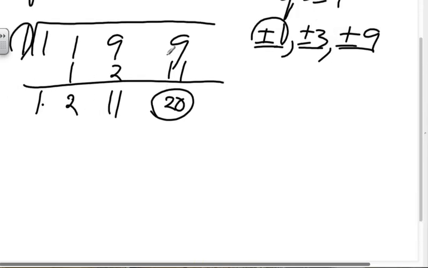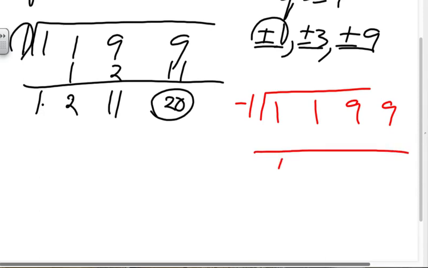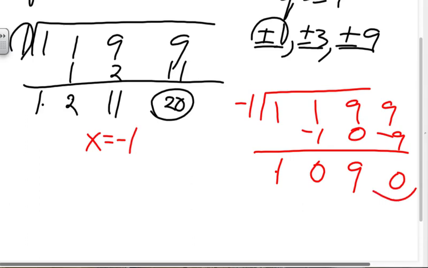And again, I'm going to use synthetic division. So I'm going to have negative 1. I'm going to bring that into 1, 1, 9, 9. Bring the 1 down. 1 times 1 is a negative 1. That gets me a 0. That gives me a 9. So what that means is that x equals negative 1, because that's a 0.